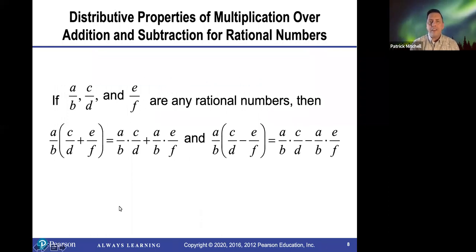This is just showing the distributive property applies to rational numbers. So I'm not going to read this whole thing to you. It's just showing you that if you multiply a rational number by a sum, you can distribute that rational number, whether it's addition happening inside or subtraction.